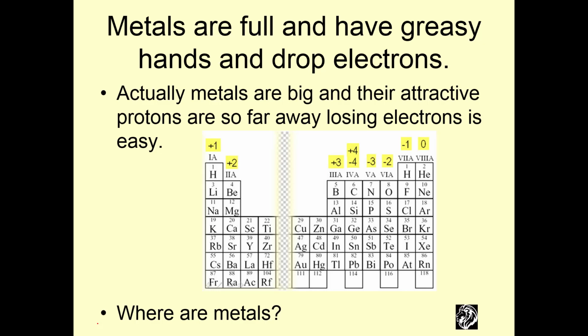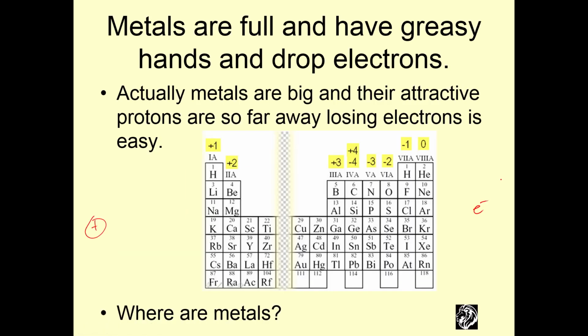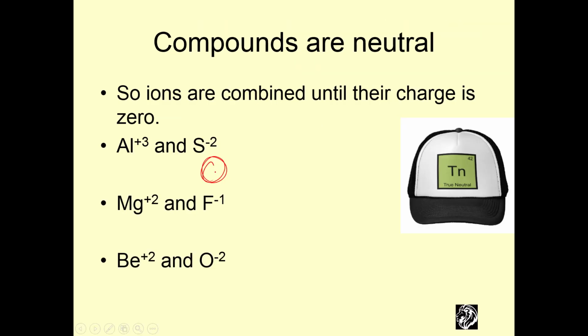Metals are full and have greasy hands and drop electrons. Actually, metals are big. If you think of metals being greasy and dropping electrons, that'll help you remember it. But really, metals are big, and their attractive protons are so far away that losing electrons is easy. So if this is a proton, and I'm an electron over here, this distance is so far, it's easy for something else to woo it away. So where are the metals? The metals are positive. They're my metals. Hydrogen is a nonmetal, but it is plus 1.